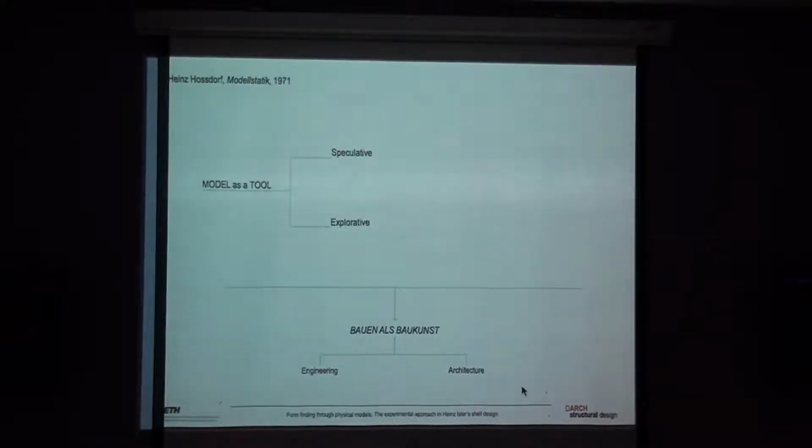That was speculative. So from a theoretical point of view, he was considering the model as a representation of nature, as mimesis, but at the same time it was explorative because it was really a tool for designing things. And to summarize all his thoughts, he was speaking about building as Baukunst, a German word that is a bit difficult to explain in English, but he was basically trying to explain it through the combination between the scientific approach, that is the engineering approach, and the aesthetic approach, that was the architectural approach.